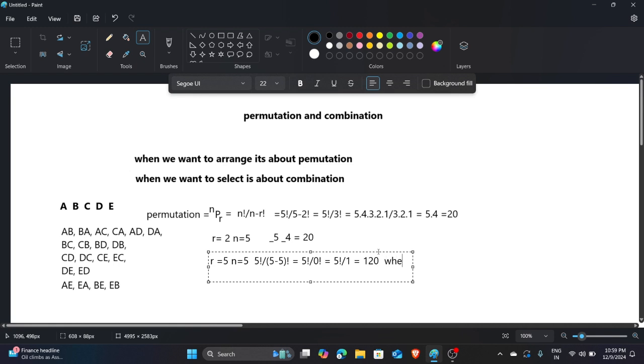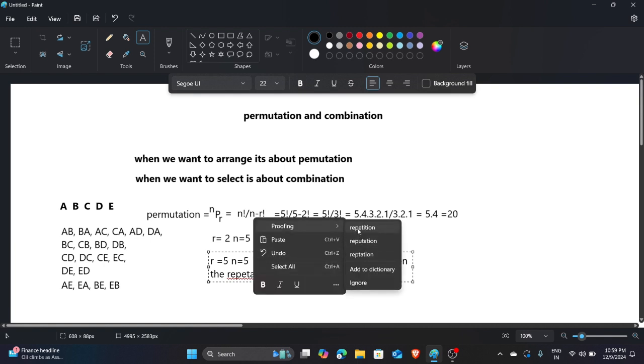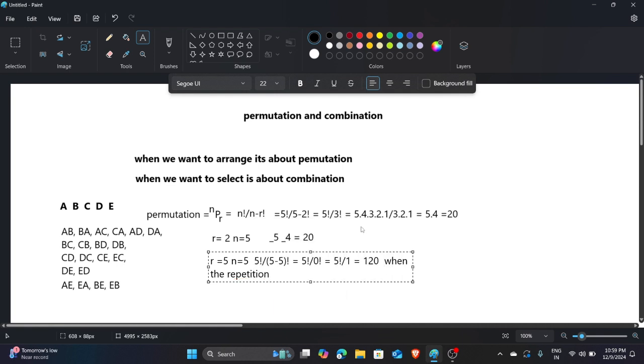Okay, so I will write here when the repetition. Oh, sorry, I think, yeah. What the problem? Repeat, repetition, repetition, repetition. This could be the. Hmm. So what? Repetition.